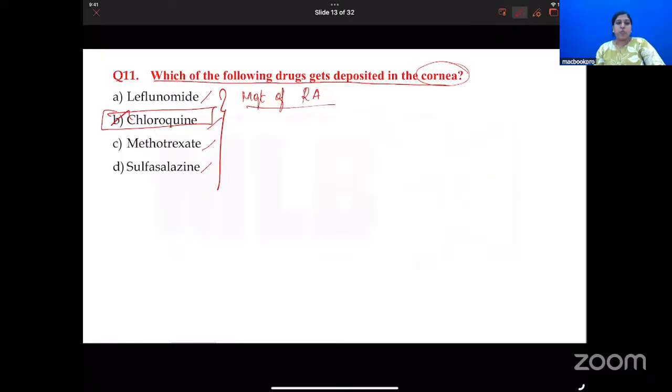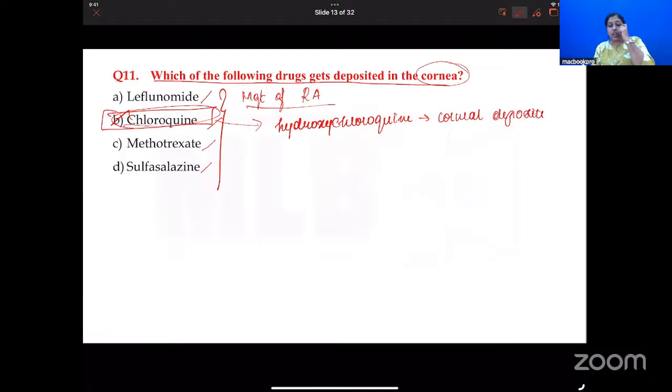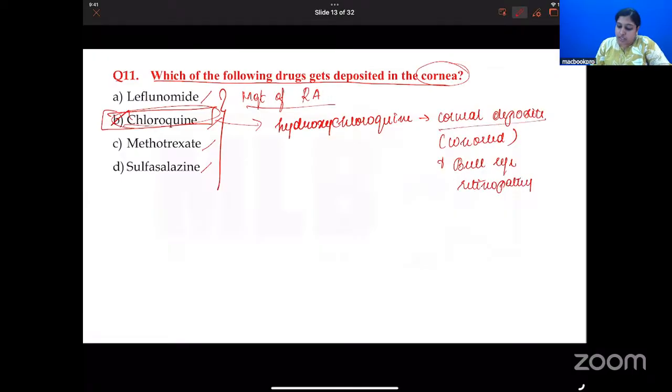You have to be very clear on these drugs. Chloroquine has a derivative, that is hydroxychloroquine. This drug has an increased risk of causing corneal deposits. They can also ask about an owl-like appearance of the eye, or it can also cause bull's eye retinopathy. The most important thing to remember is corneal deposit.